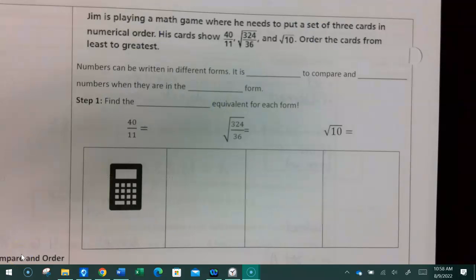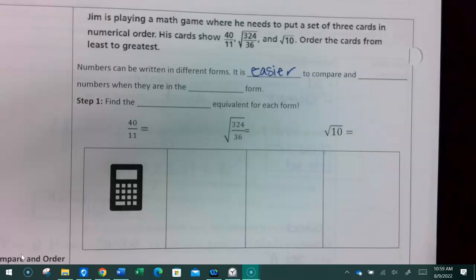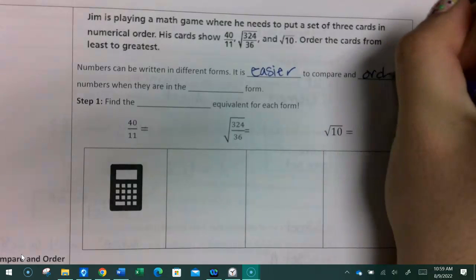Okay. This says Jim is playing a math game where he needs to put a set of 3 cards in numerical order. His cards show 40 over 11, the square root of 324 divided by 36, and the square root of 10. Order the cards from least to greatest. So numbers can be written in different forms. It's easier to compare and order numbers when they're written in the same form.